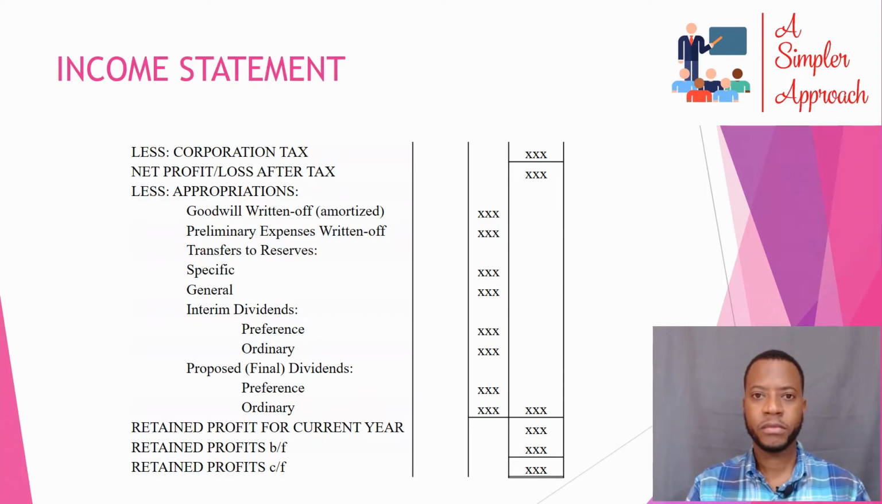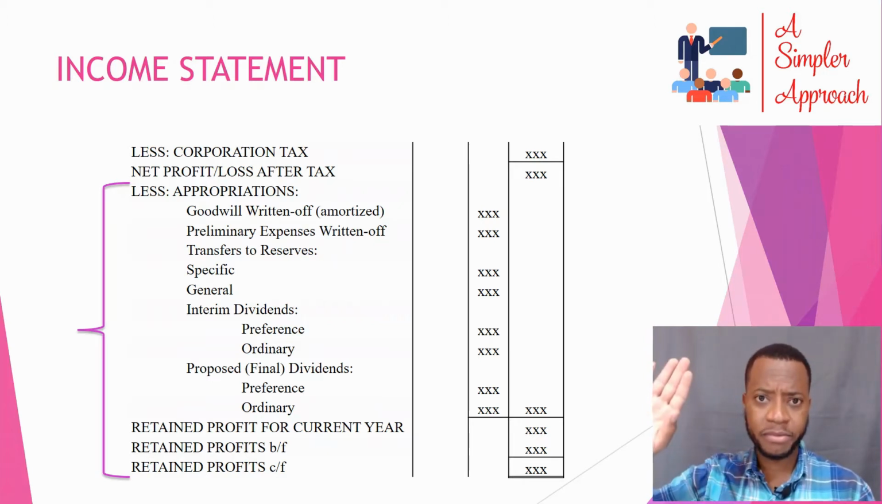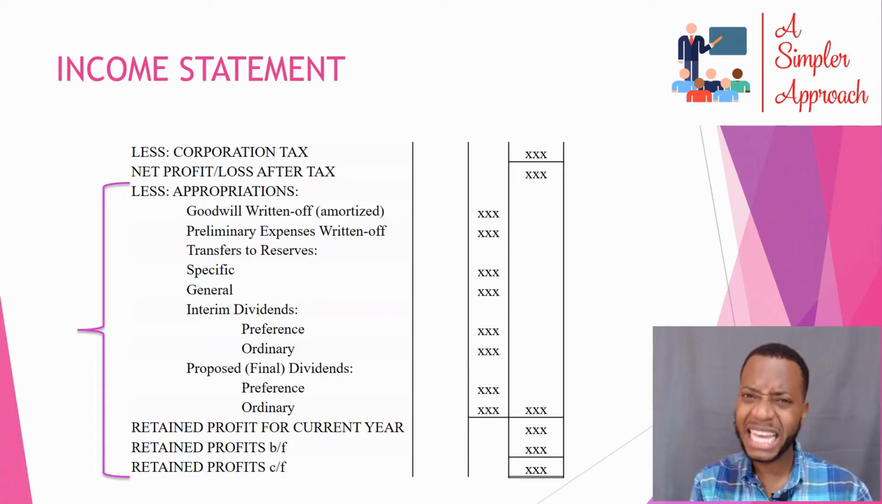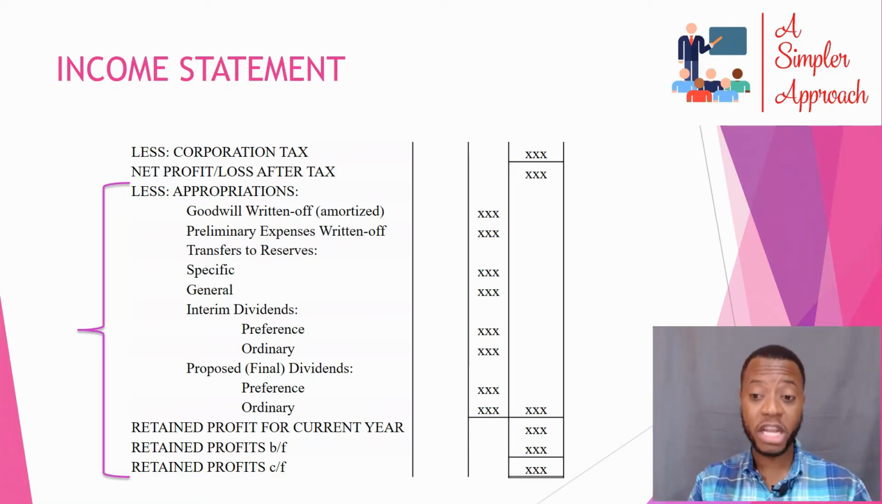Okay? The part that is completely new to you is this part. This section is called the appropriation account. All right? And as you can see, this part comes after net profit after taxation, which means everything up top, apart from the few little things that I expressed just now, the expenses that are for limited liability companies and the taxation, everything else primarily remains the same.